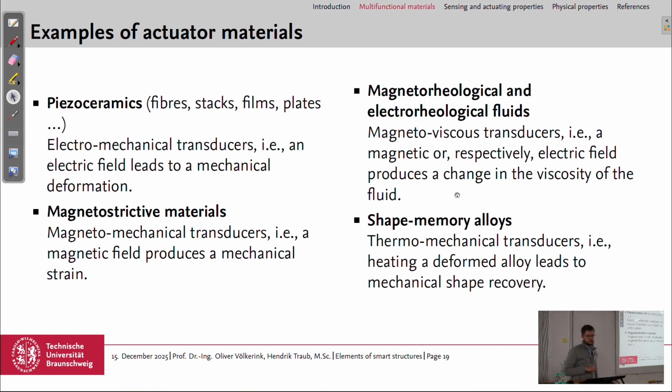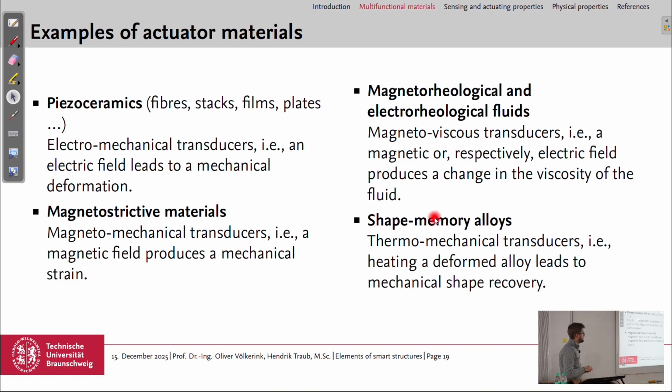and produce a change in the viscosity of the fluid. So the first adaptable suspension systems of cars were made with these electrorheological fluids. You could change the electric field, and then you can change the viscosity, for example in a damper, to improve ride comfort in cars. And the shape memory alloys are a thermomechanical transducer. When we heat up a deformed alloy, it leads to a mechanical shape recovery. So we get the memorized shape of the alloy back when we heat it up.